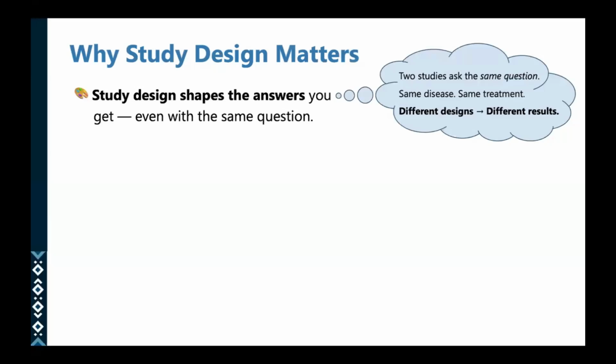So why do study designs matter? Study designs shape the answers that you get, even for the same research question. So you can imagine that there are 2 different studies. There are 2 studies that have asked the same research question, and they are studying the same disease or the same kind of treatment. One study selects one kind of design, another study selects another kind of design. The result that you're going to get is not going to be the same. So the result you get will depend on the kind of study design that you're going to select.